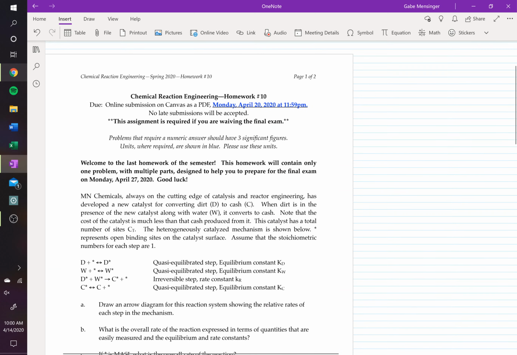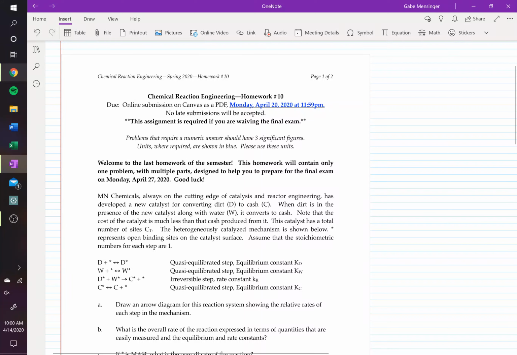So looking through this. MN Chemicals, always on the cutting edge of catalysis and reactor engineering, has developed a new catalyst recovering dirt, D, to cash, C. When dirt is in the presence of the new catalyst along with water, W, it converts it to cash. Note that the cost of the catalyst is much less than the cash produced from it. The catalyst has a total number of sites, CT. Heterogeneous catalyzed mechanism is shown below.